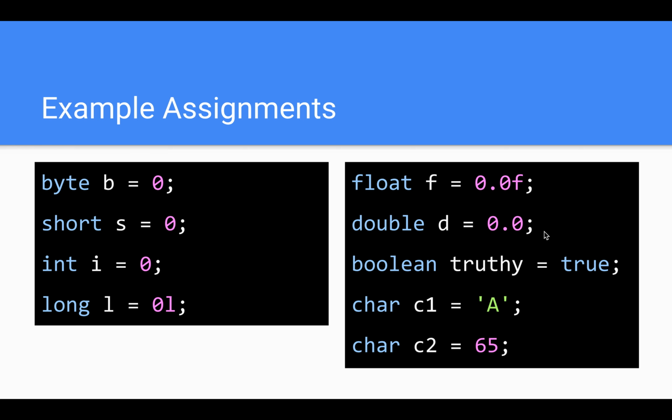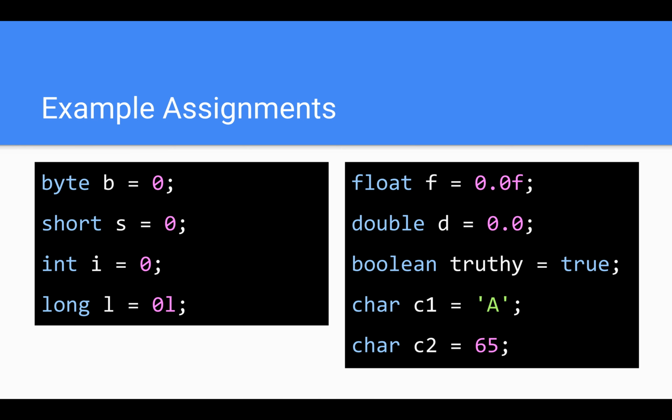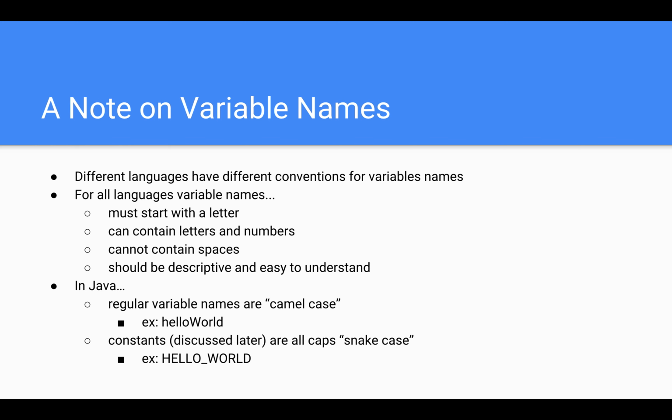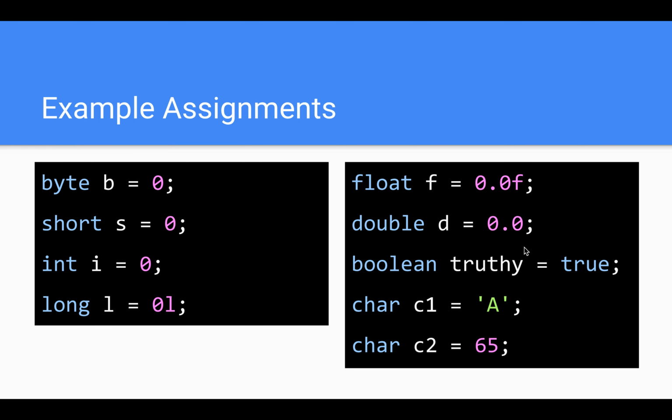For a boolean, as I said before, it's either true or false, and you set those directly with the words true or false. So boolean truthy equals true, and then boolean falsy would be equal to false. Char c1 is equal to a capital A, or you can set the char equal to a number. In this case, capital A corresponds to 65, and you can find what numbers correspond to which letters in Unicode or ASCII tables. A note on variable names, and the names are here after the type. So the name of this variable is f, the name of this variable is d, and so on.